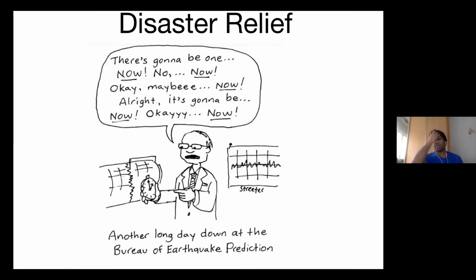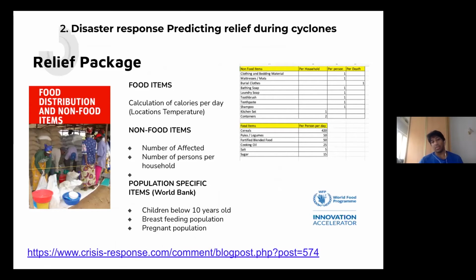The second example is disaster relief, right? How can we use machine learning and AI in disaster relief? This is the work we did with the World Food Program. The problem statement is very simple: when a disaster strikes, the World Food Program sends to that area lots of materials, right? So food items as well as non-food items, they send everything.